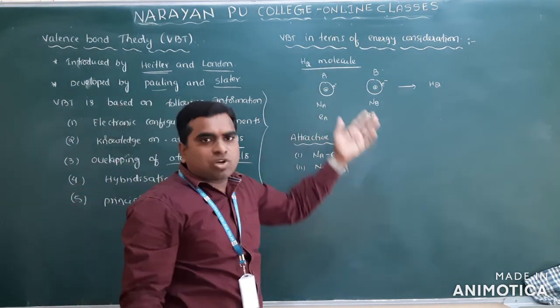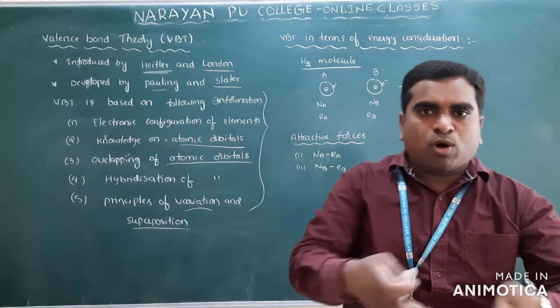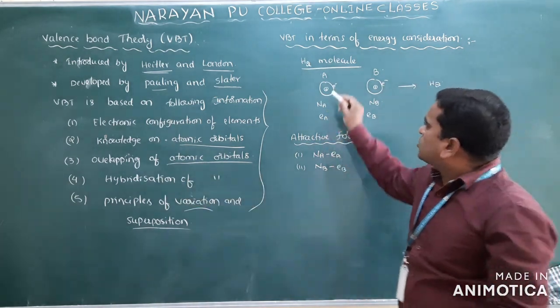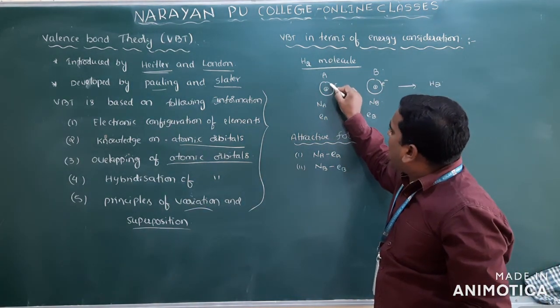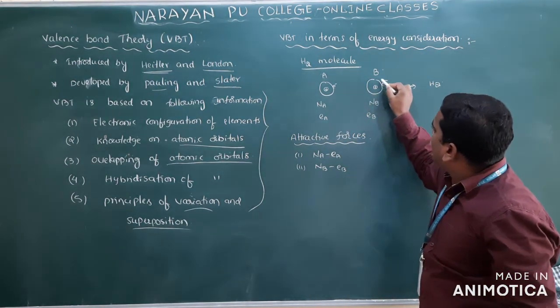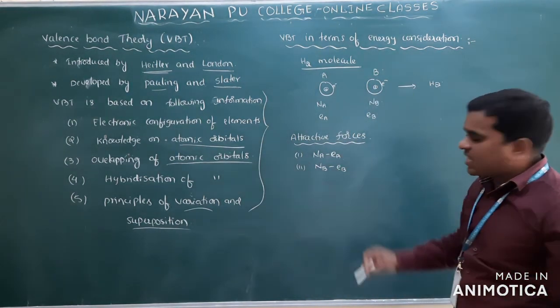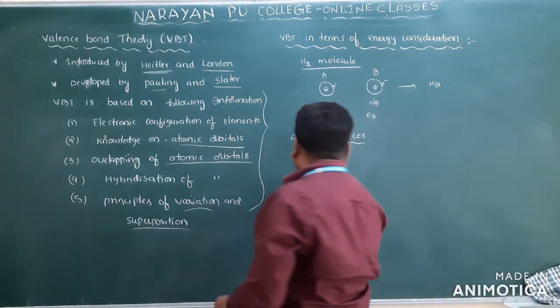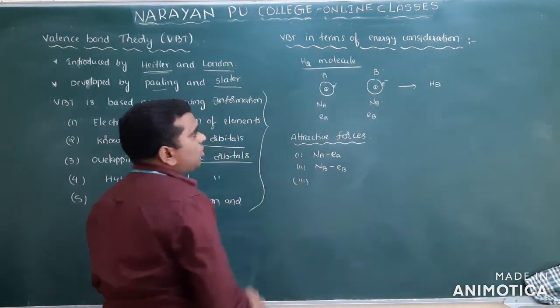That is Nb and Eb attraction. One nucleus has a positive charge, and the electron has which charge? Negative charge. Positive and negative, there will be an attraction. So the nucleus of one atom and its own electron, that is an attractive force, and the nucleus of another atom and its own electron, that is another attractive force. And what is the third one?